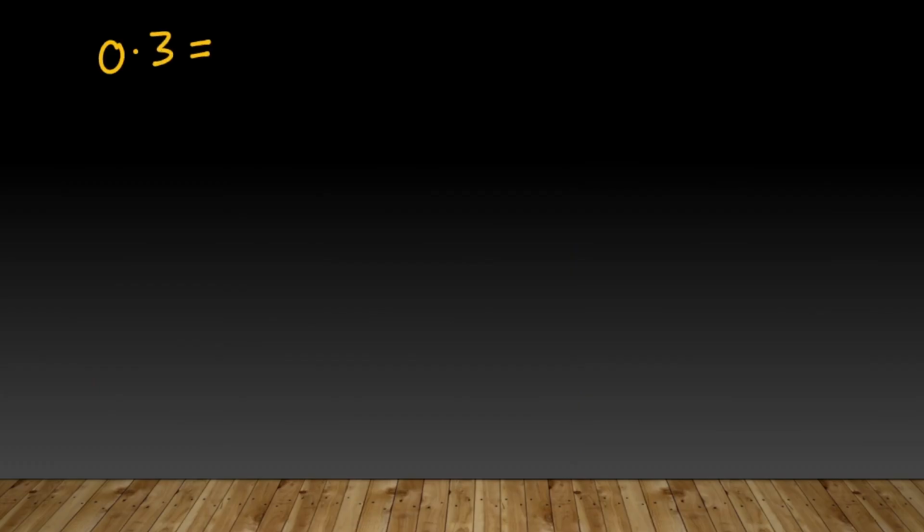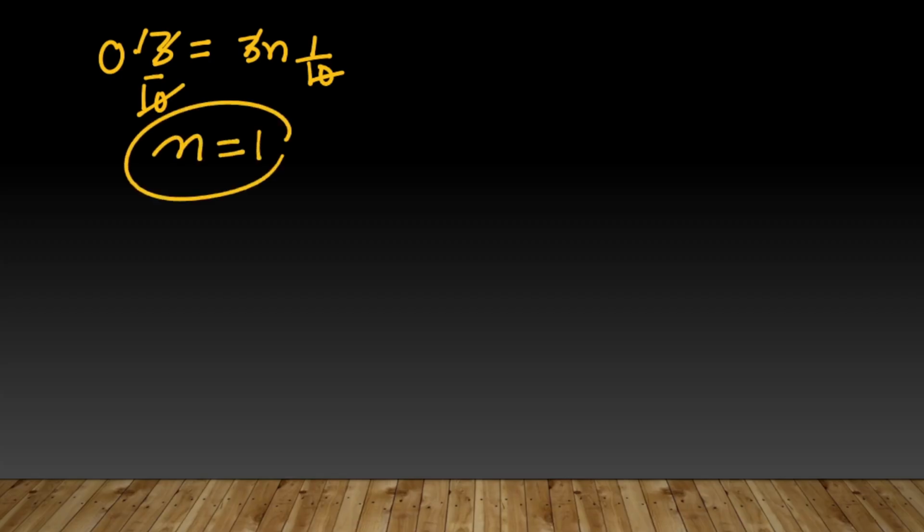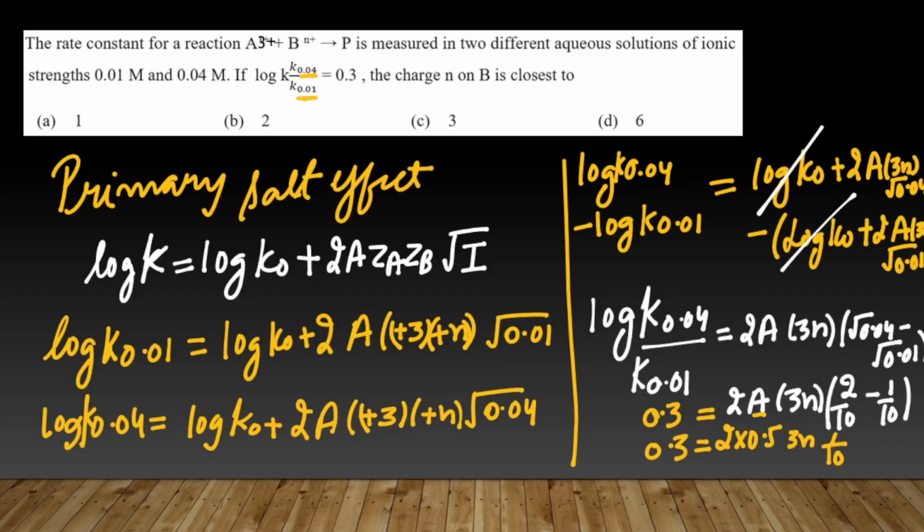2 into 0.5 will become unity. It will be 3N into 1 by 10. So this 10 you can bring over here. The 3 and 3 will get cancelled out, 10 and 10 will get cancelled out. So the N value we are getting is 1. That means the charge on the cation B that you are having is nothing but plus 1. So E is going to be the correct answer for this one.